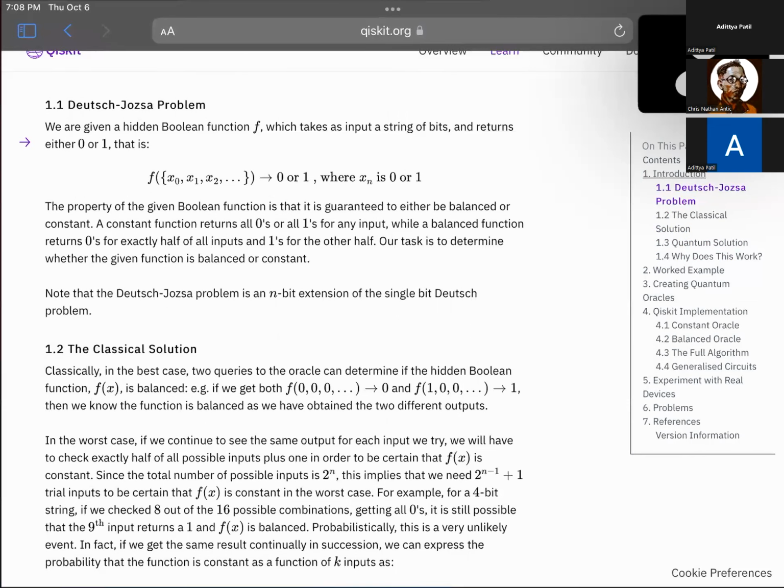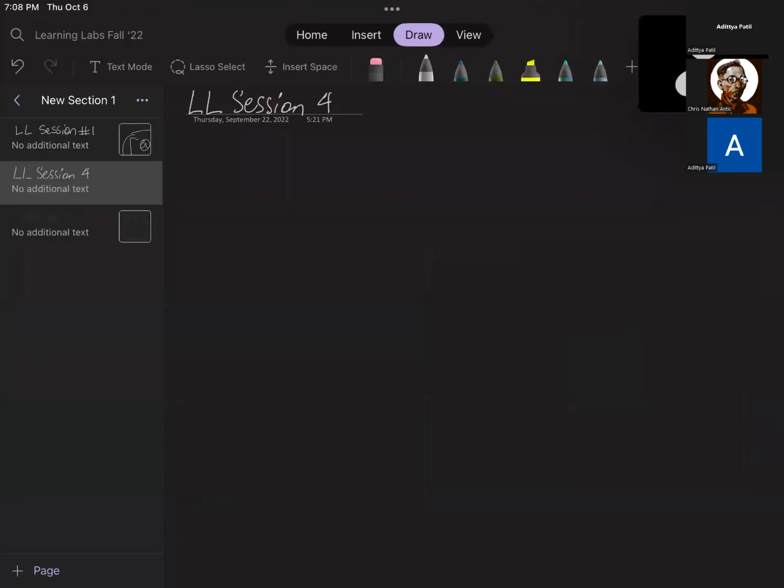Classically, let's take a look at this. Say, for example, we have our bit sequences. Let's write out all the different combinations for 3 bits first.